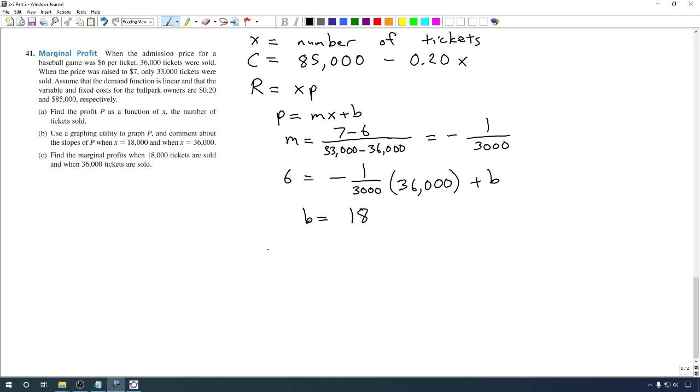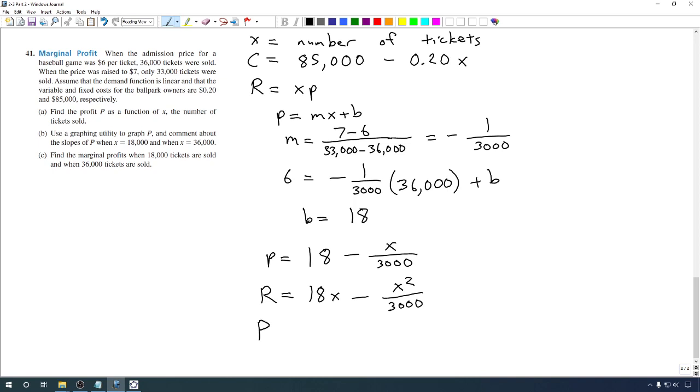And so our demand function is p equals, because this is negative, I'm going to put it in the back. I'm going to put b plus mx instead. So we have 18 minus x divided by 3,000. That's my demand function. So my revenue function, r, is going to be x times that. Basically, I'm going to multiply both these terms by x. We have an 18x, and we have a minus x squared over 3,000.